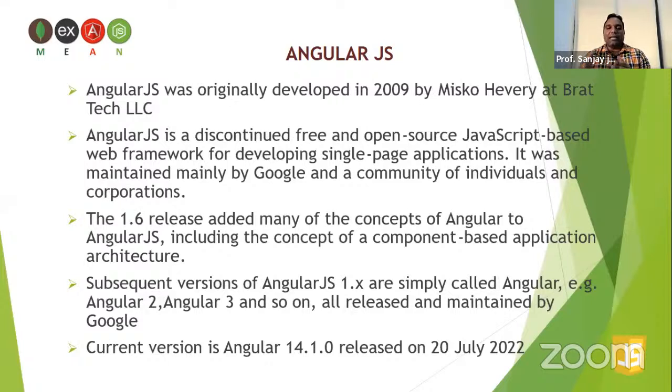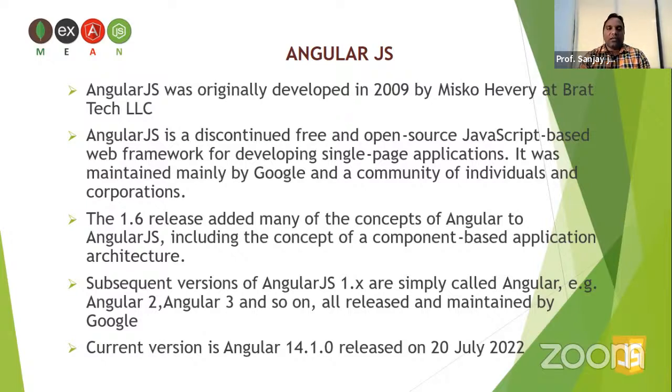So when I say discontinued, what does it mean? The first version of AngularJS when it was released, and thereafter versions 1.1, 1.2 up to 1.5 and 1.6, were called AngularJS, and it was maintained by Google. But Angular 1.6 came up with a very new feature called component-based application. You don't have to go much into the details of the technology right now.